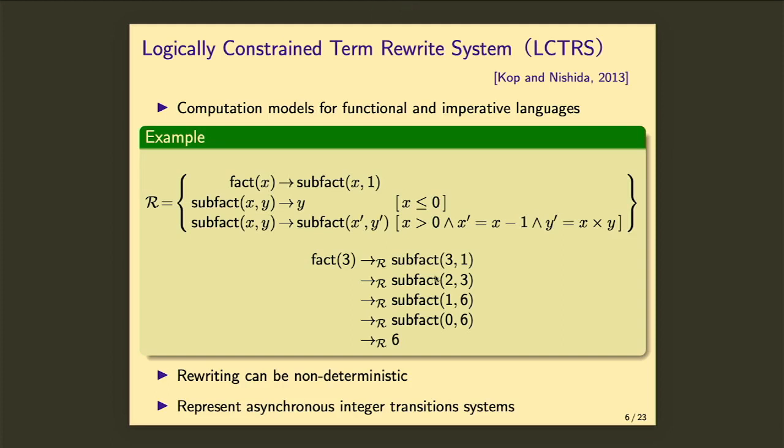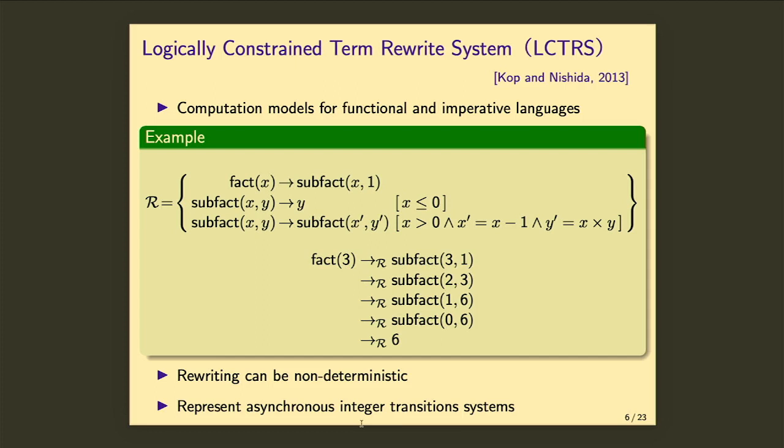And then a logically constrained term rewrite system, LCTRS. And this is a computation model for functional and imperative languages. So this is the example, an LCTRS for representing factorial calculation, and it consists of 3 rewrite rules. So if you want to calculate the factorial of 3, the calculation starts from a term, fact 3, and it is reduced by these rules. So we get subfact 3, 1, and reduce the term, and finally we can get the answer 6.